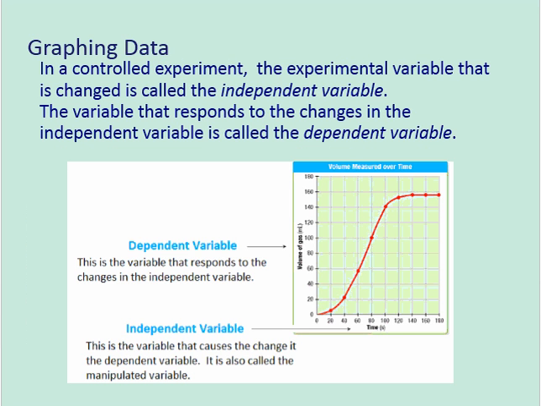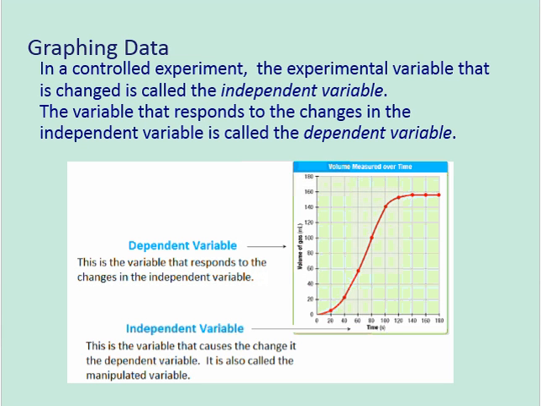So when you graph data, you want to make sure that your relationship is clearly portrayed. You want to make it easy for your reader to understand what's going on. So you want to follow some good rules. The first thing you want to know is what your variables are. So in a controlled experiment, the variable that changes, that you manipulate, is called the independent variable. That's the one I'm going to change to see if it produces a change in some other variable. The variable that responds to changes in the independent variable is called the dependent variable.